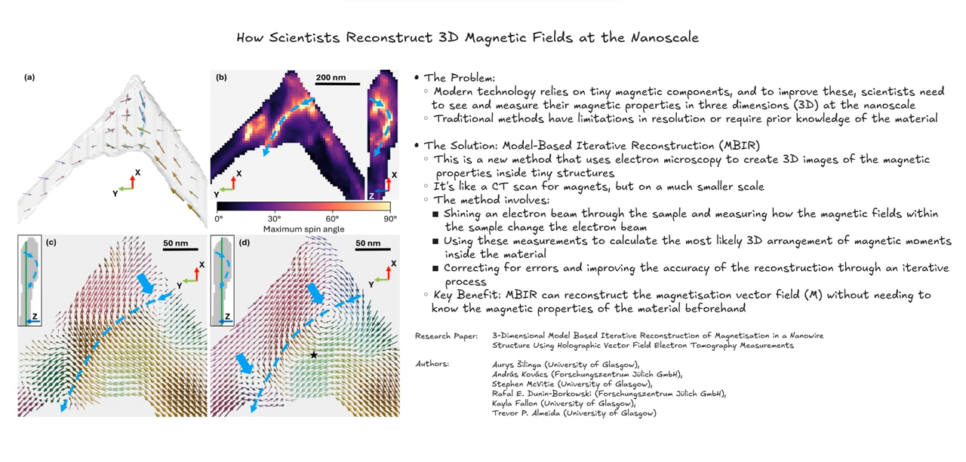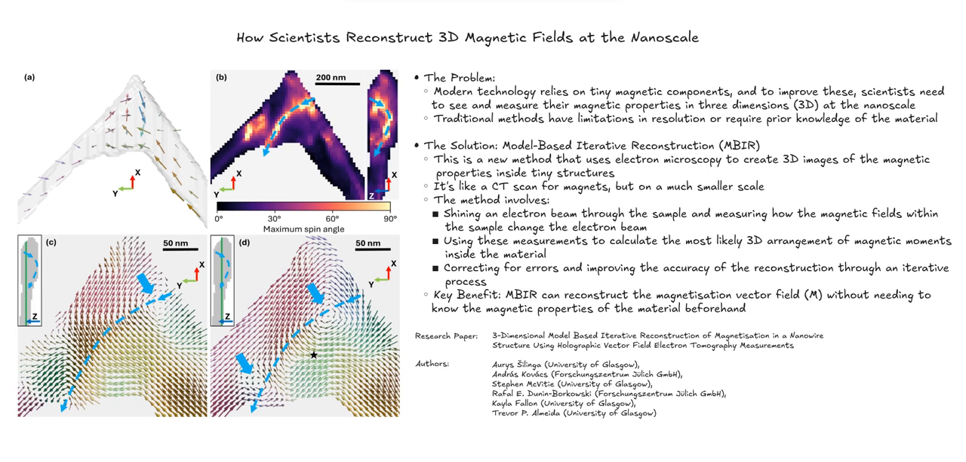But visualizing these structures is a challenge because they exist at the nanoscale. While X-ray techniques have been used, they have limitations in resolution. That's where electron microscopy, specifically a technique called holographic vector field electron tomography, or H-VFET, comes into play. H-VFET relies on the Aharonov-Bohm effect, which describes how electrons are affected by electromagnetic fields. This allows for much higher resolution images of these magnetic structures.